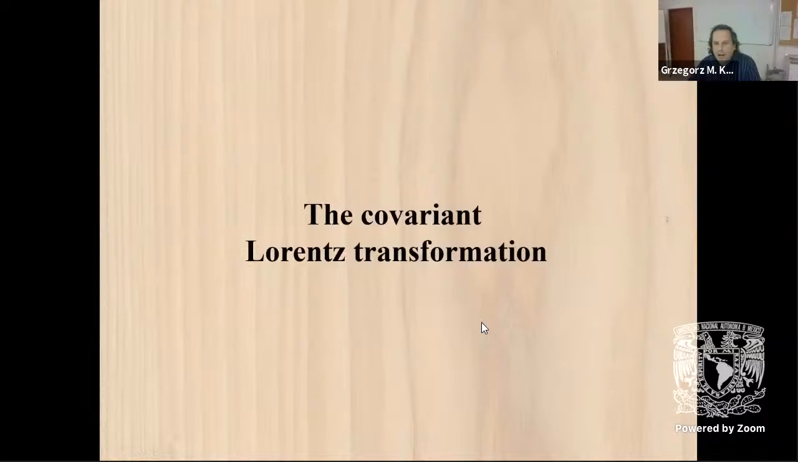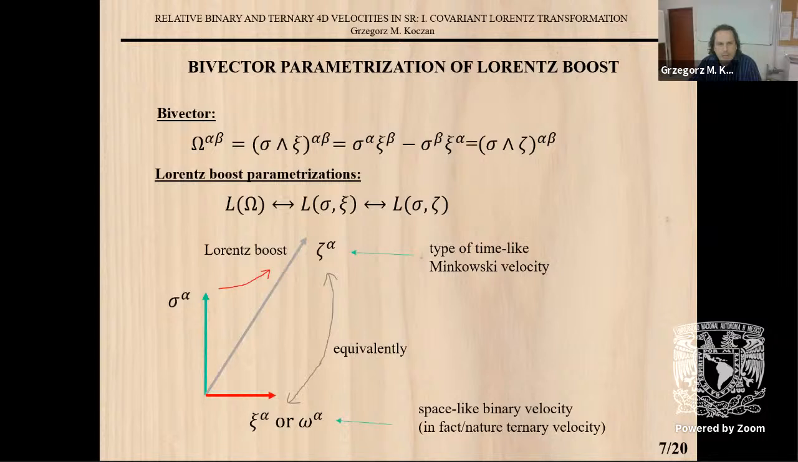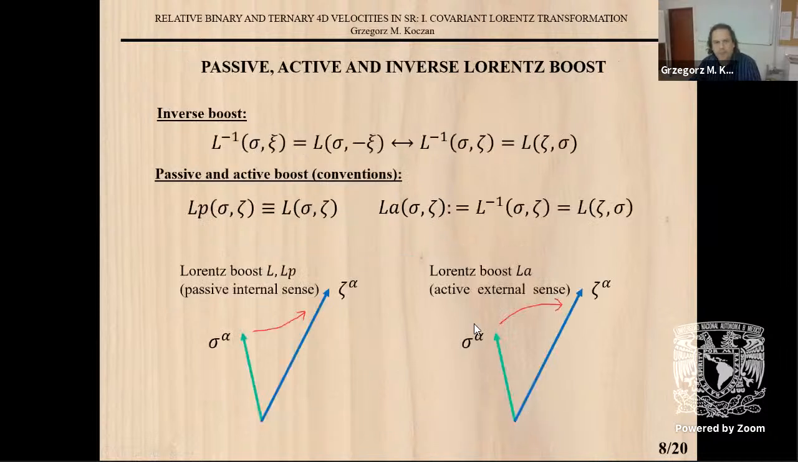Yes. The covariant Lorentz transformation. We can parameterize a Lorentz transformation by a boost vector or two vectors. For example, here, two time-like vectors, sigma and zeta. Sigma is the frame of the first observer, and zeta is the reference frame of the second observer. Alternatively, equivalently, we parameterize the Lorentz boost by two vectors: the first the same green sigma vector, and the second a space-like vector orthogonal to the green vector.